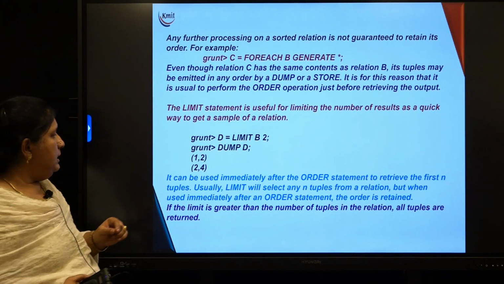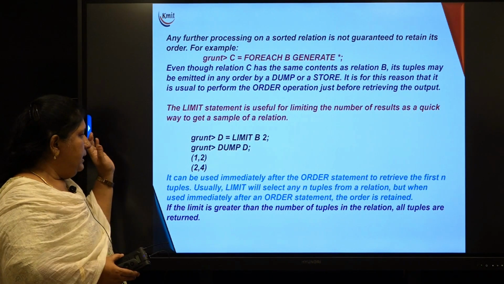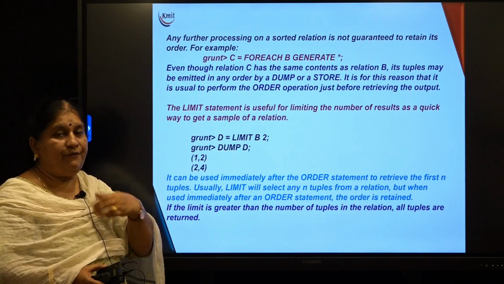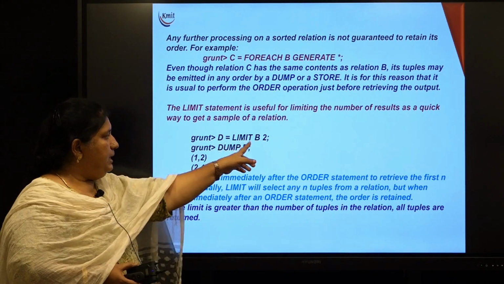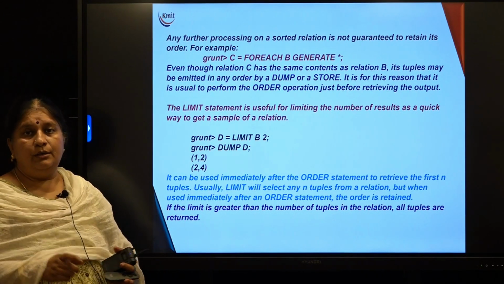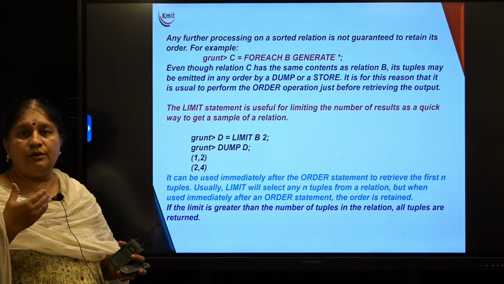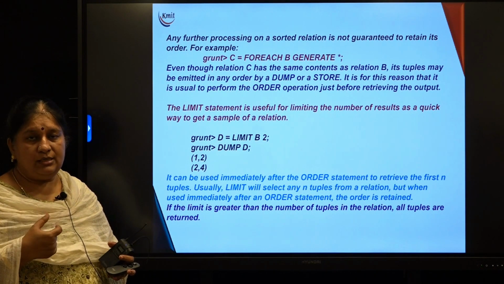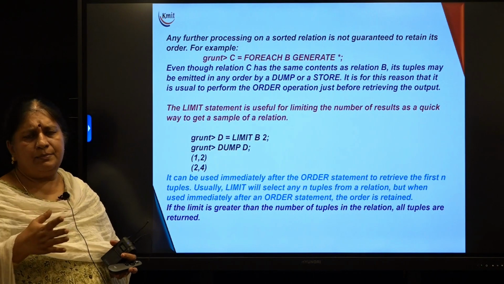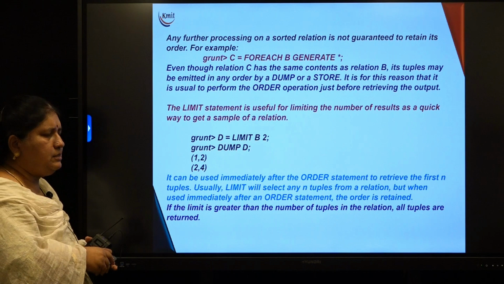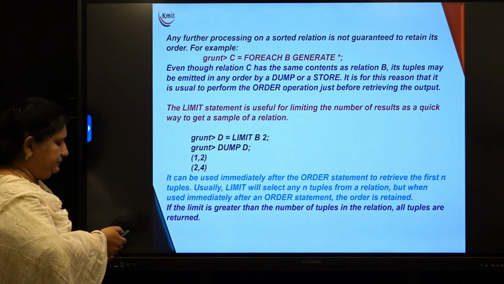And one more thing, say for example, the relation B has 3 tuples. If I give limit B by 5, that means you are giving a limit value which is more than the number of tuples present in the relation. In such a case, it will show all the tuples that are there in the relation and stop. So, in our example, you will get all the 3 tuples.